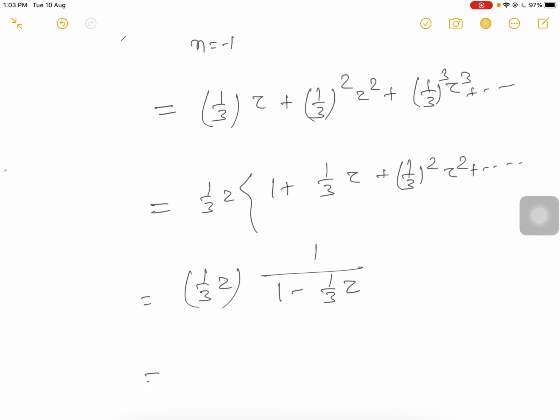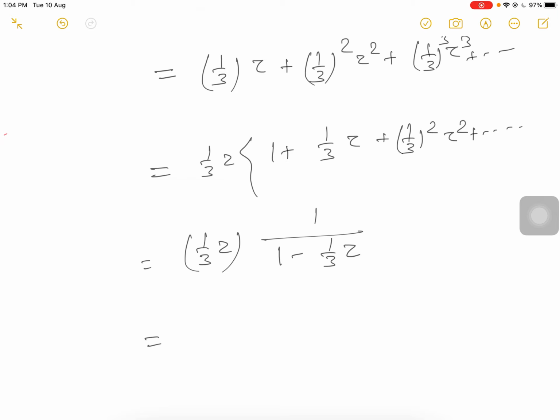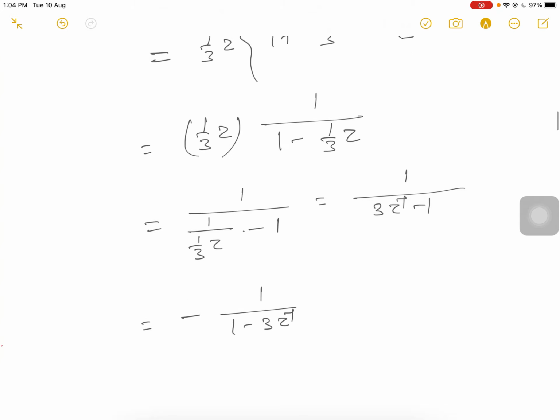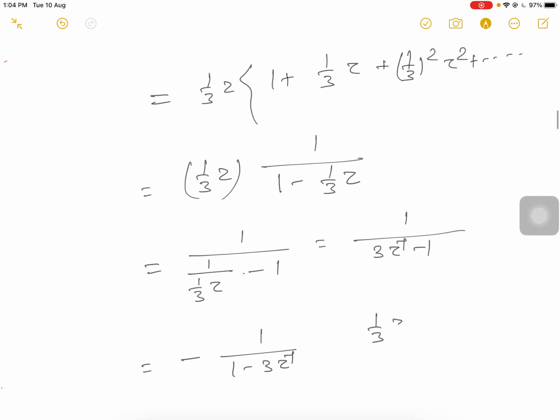Modify it once again. The common ratio is 1/3 z also, so divide by 1/3 z. Then we have 1 over (1/3 z minus 1). Then we can modify it to 1/3 z inverse minus 1, and we can say that it is minus 1 minus 3 z inverse. Then what will be the ROC?